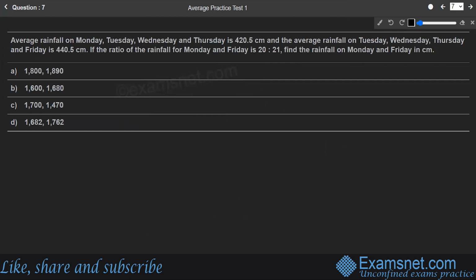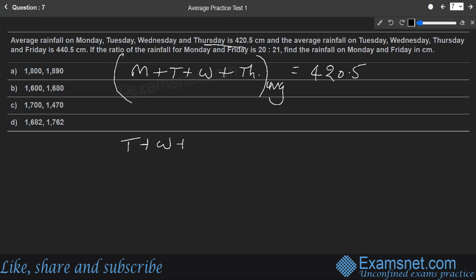Now, the average rainfall on Monday, Tuesday, Wednesday, and Thursday is 420.5. So let us just write it: Monday plus Tuesday plus Wednesday plus Thursday, the average value is 420.5. And the average rainfall on Tuesday, Wednesday, Thursday, and Friday is 440.5. So let us write it here: Tuesday plus Wednesday plus Thursday plus Friday, the average value he says is 440.5. So these are the two different category averages given.